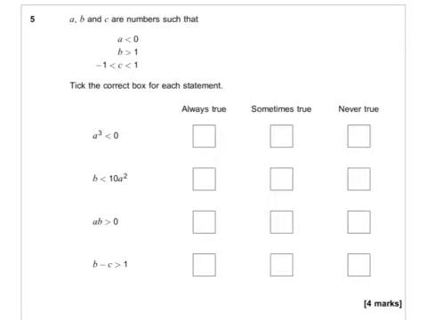A, B, C are numbers such that A is less than 0, so that's negative. B is greater than 1, so that's fine. C can be positive or negative, between -1 and 1. So anyway, here we go.